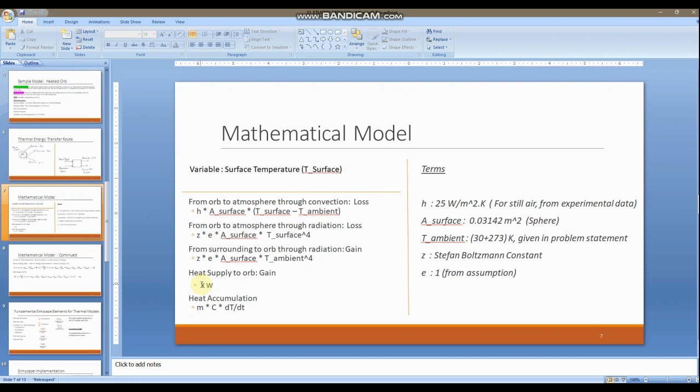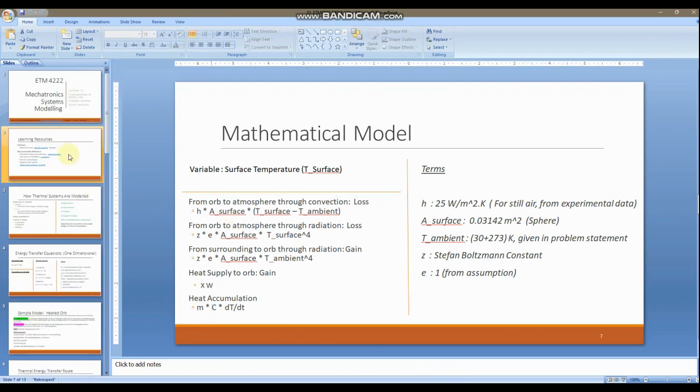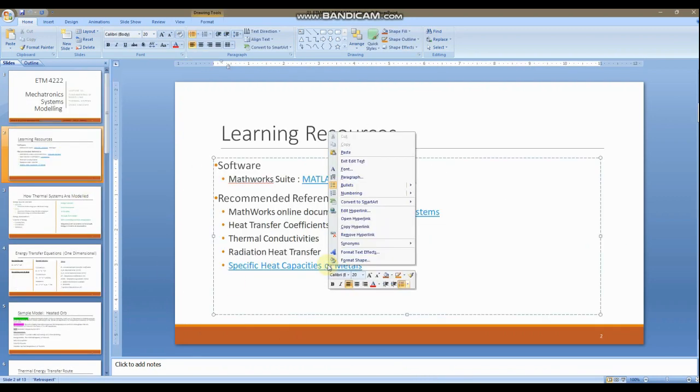And finally, the rate of heat transfer is x, as I had given to you in the problem definition. And for the heat accumulation, the thermal capacity can be found out. The specific thermal capacity of the orb can be found by referring, once again, to a data sheet, and the mass can be found by evaluating the volume and multiplying it with the density.